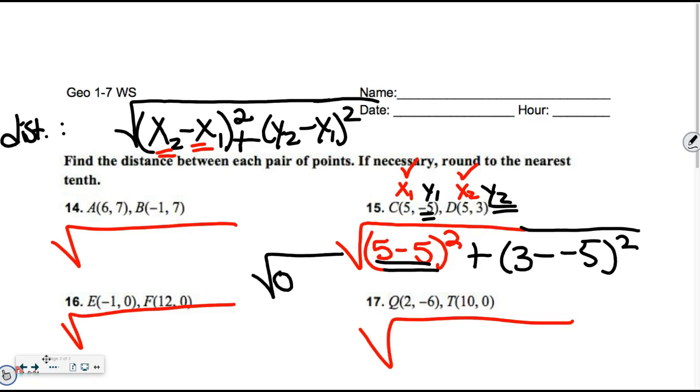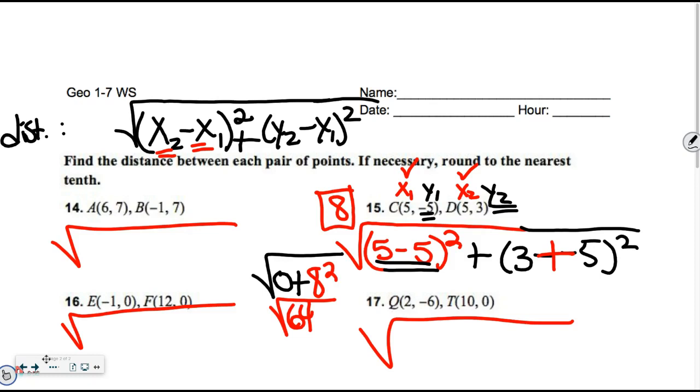0 squared is 0. Plus, remember 3 minus 5, when we have the double negatives, 3 minus -5 becomes 3 plus 5. So that would be 8 squared. And that can be done on a calculator, but 8 times 8 is 64. The square root of 64 is 8. So that's the distance between those 2 points.